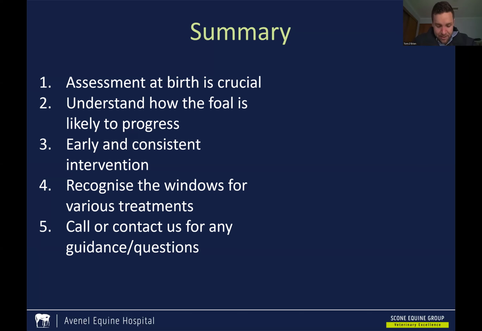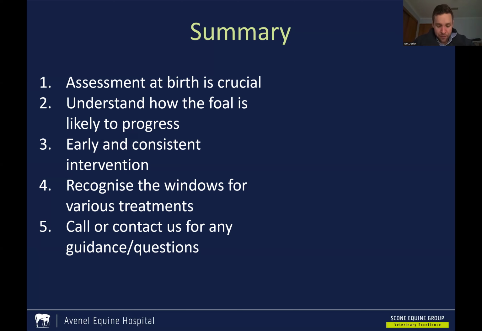Early and consistent intervention. So when we think about trimming feet or having your farrier trim feet, or the need for hoof extensions, it's good to be consistent in that approach and maintain the best hoof balance possible, and manipulate the feet to try and counter what that angular limb deviation is doing.